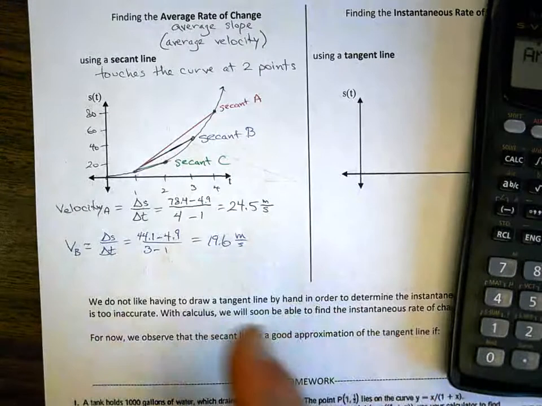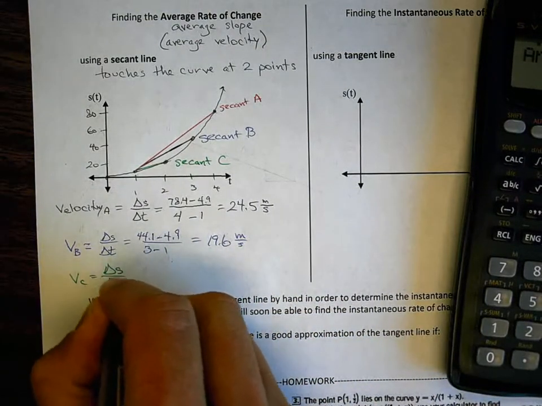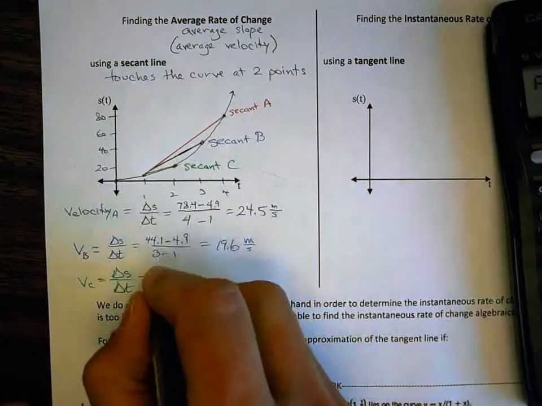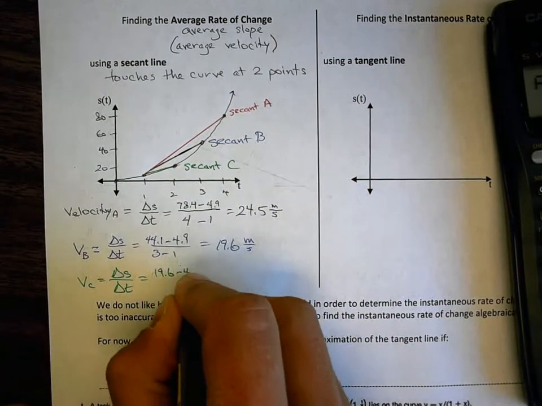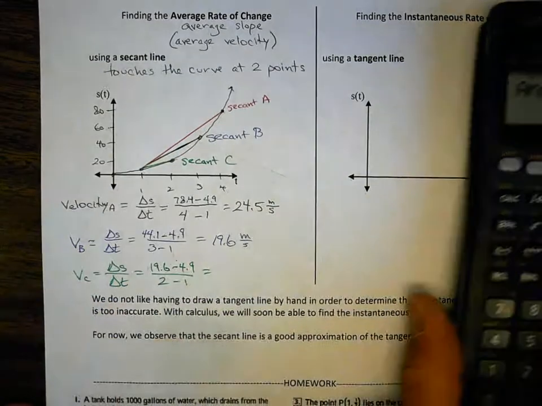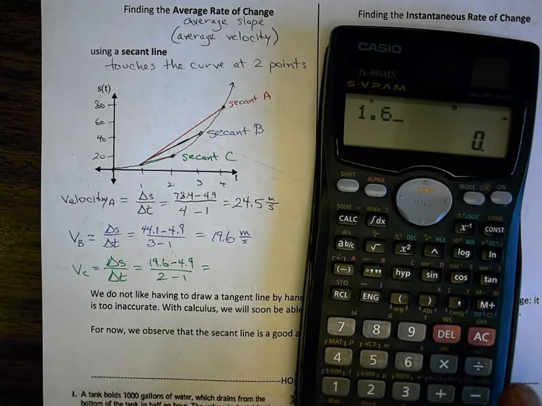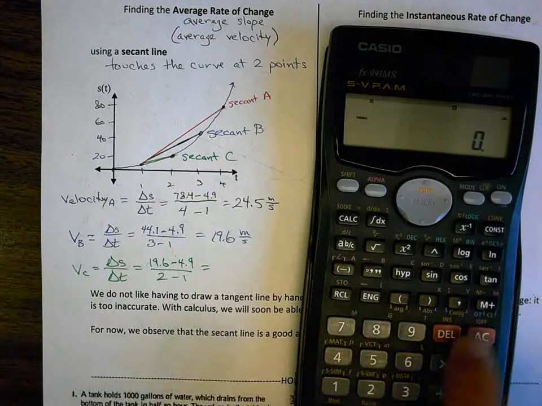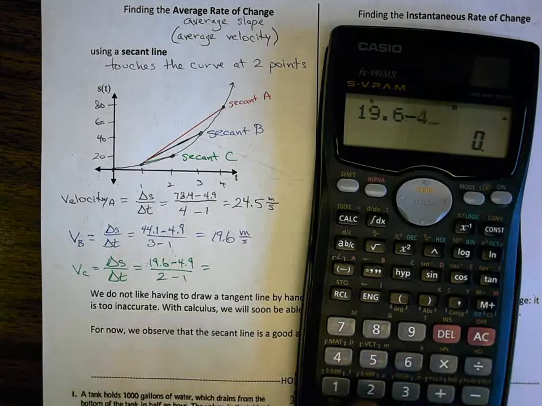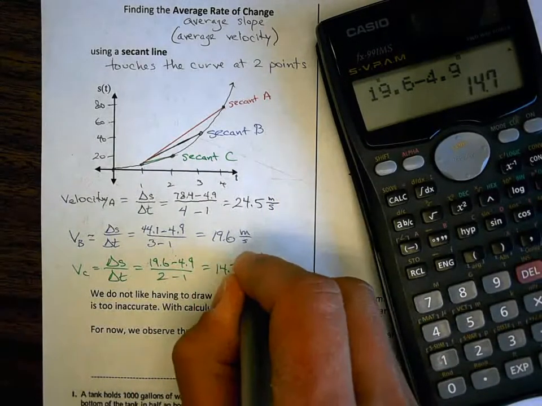Now, again, I'm probably not going to get you to do this. This is more just looking at the process of how the calculus works. So 19.6 minus 4.9 over 2 minus 1. So 19.6 minus 4.9 divided by 1 gives me 14.7 meters per second.